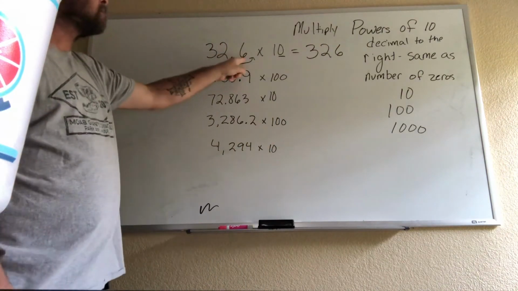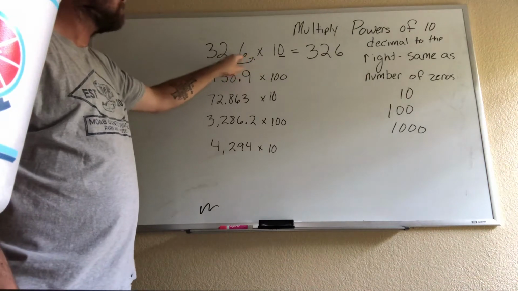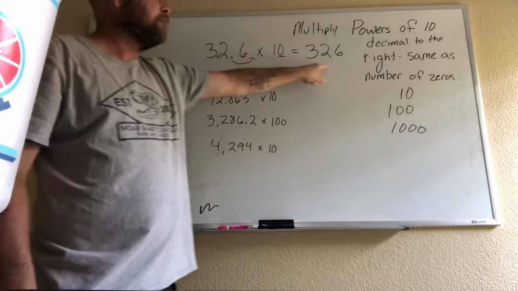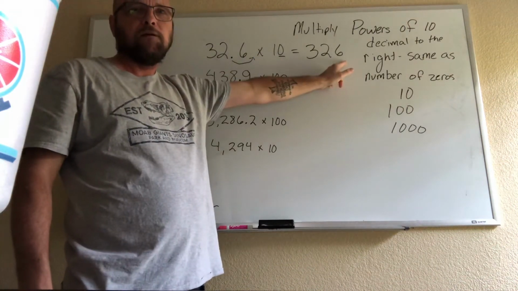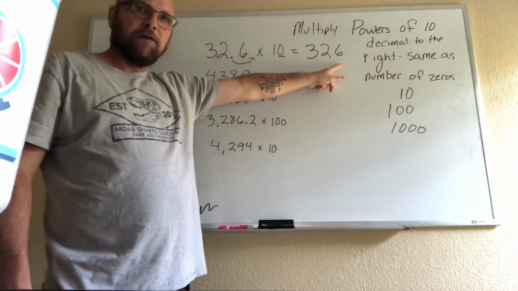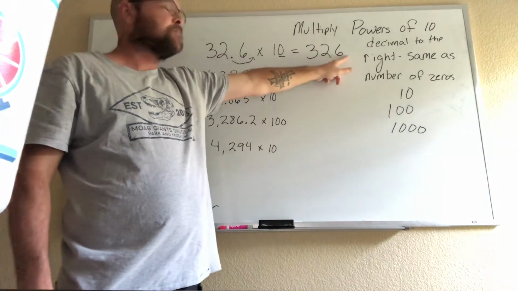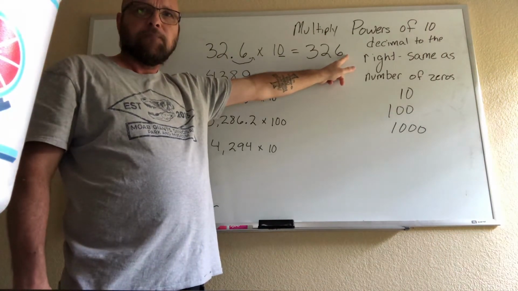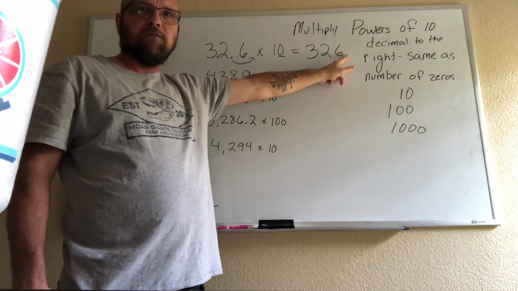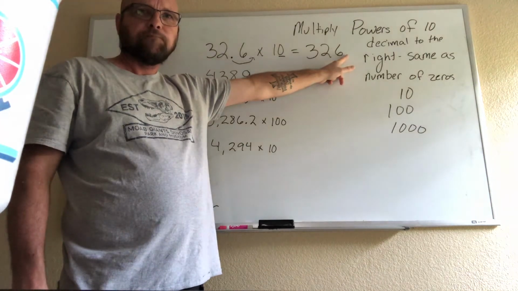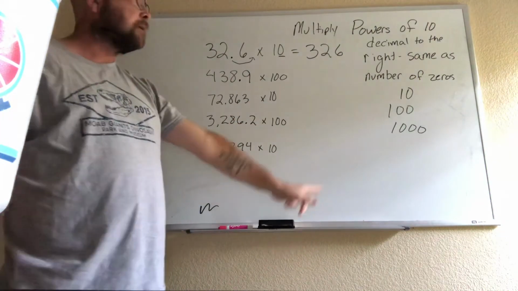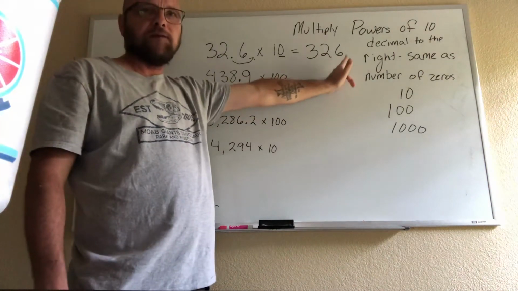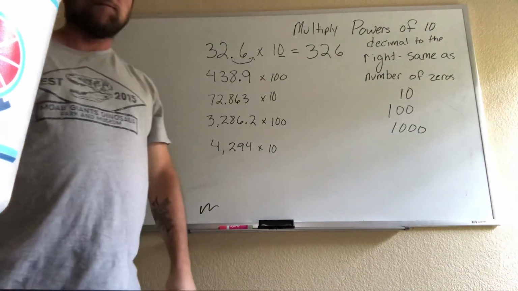Now, since the 6 becomes the ones place when I move the decimal point, I don't have to include the decimal point there. I can, but it's understood that the decimal is always behind the ones place. If it's not written down, find the ones place, and it'll be just to the right-hand side of the ones place.